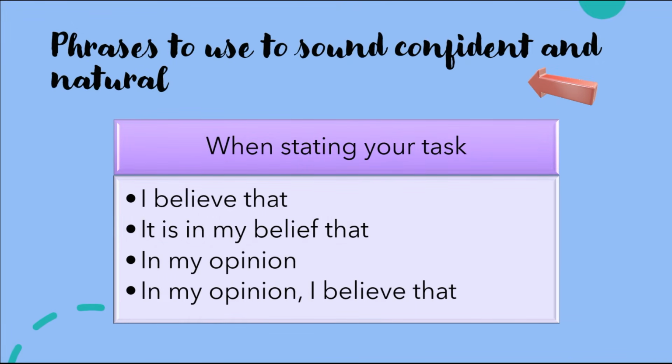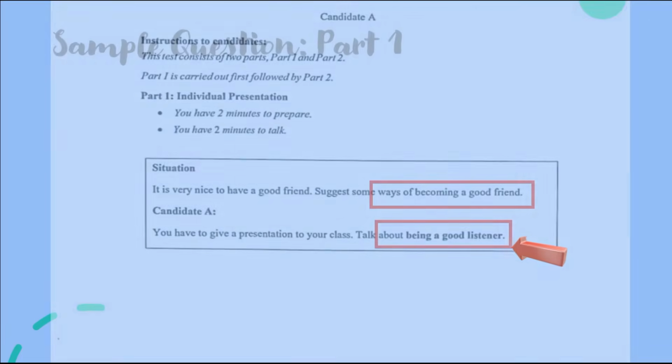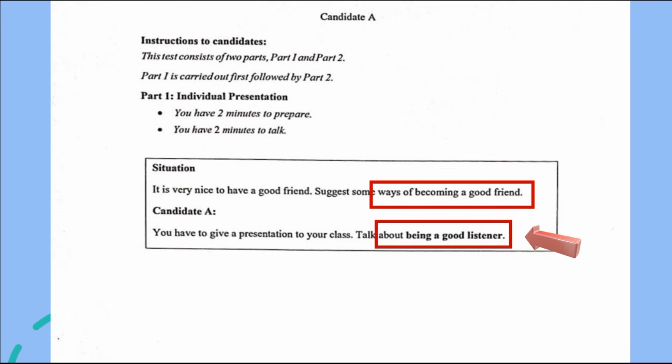Let's now move on to the phrases that you can use to sound confident and natural. You can start the introduction of your situation and your task with these phrases. When stating your task, you can say, I believe that, it is in my belief that, in my opinion, I believe that. So let us remind ourselves again the situation and the task that you need to do in this question.